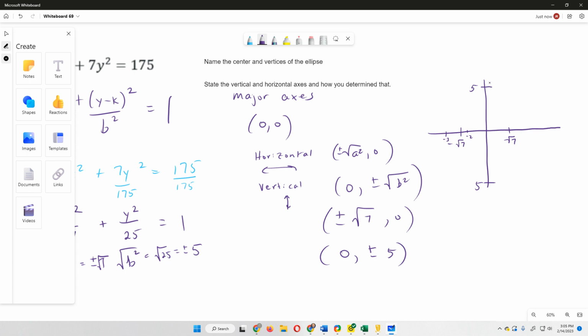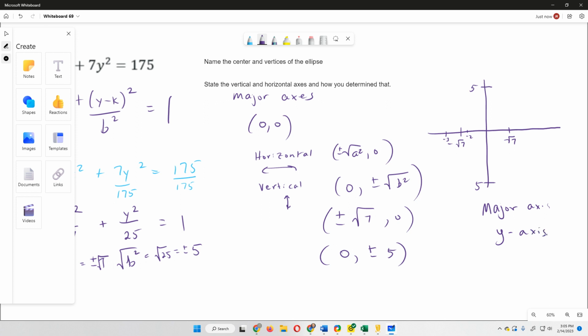So since it's 5 and negative 5, and then less than 3 and negative less than 3, we definitely know that the y vertices will form the major axis. So the major axis is the y-axis, and why? Because the vertices are furthest apart.